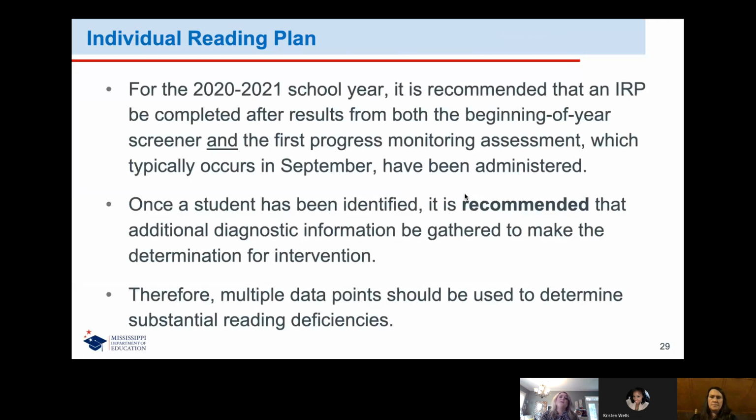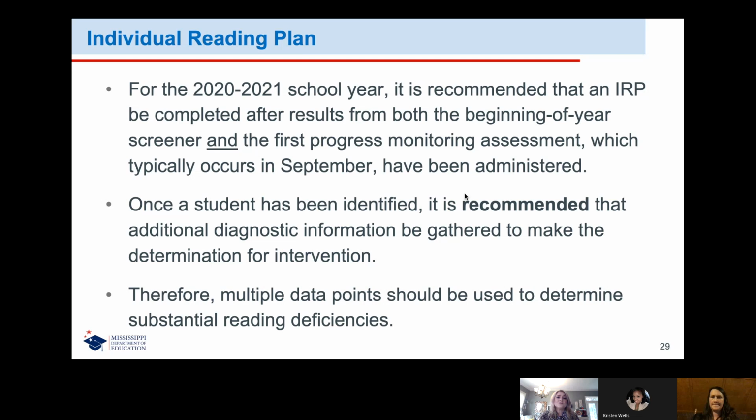Okay, so for this school year, for the 2020-2021 school year, it is recommended that an IRP be completed after results from both the beginning of the year screener and the first progress monitoring assessment, which typically occurs in September, have been administered. So why are we recommending that for this year? Because we know we had unfinished school from the last school year. We had an extended amount of time where our students were not in that structured classroom environment.